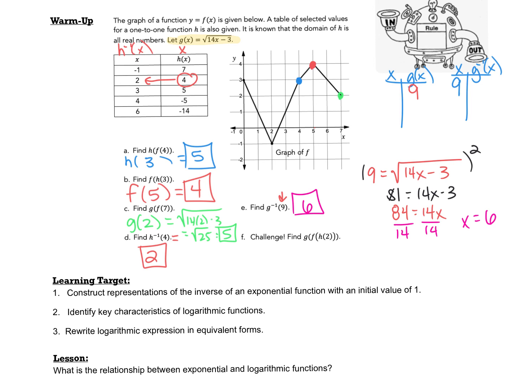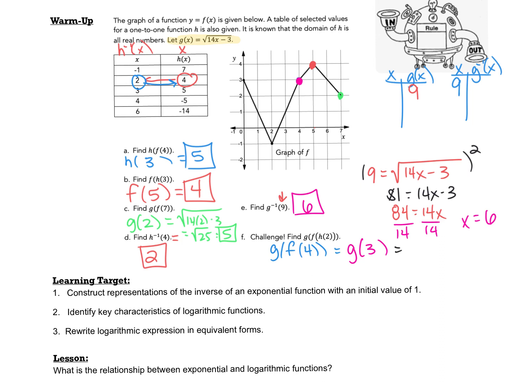Right. Last one says a challenge, but it's really not that hard. When we do multiple compositions, where do we still start? In the inside, okay? So we're going to start with h at 2, which means I'm going to have g and an f and a new value in there. What is the h value at 2, original function? It's 4, okay? So then we're going to find f at 4. That's going to come from my table. So when I do that, f at 4 is 3. And then to finish it up, we're going to do g at 3.